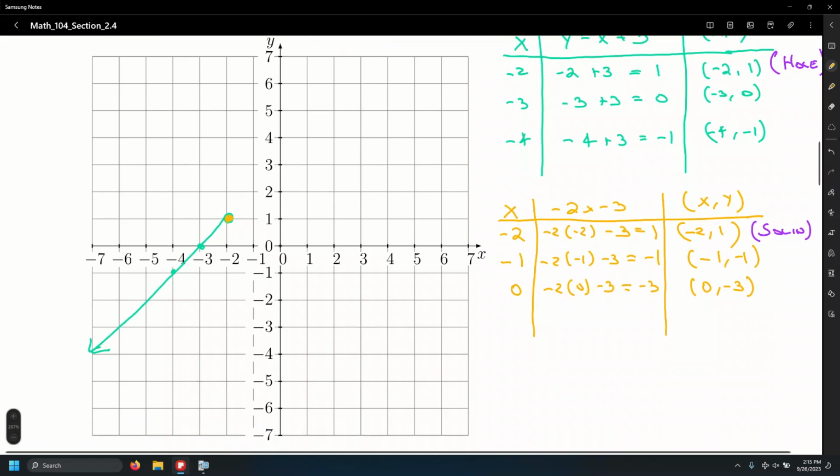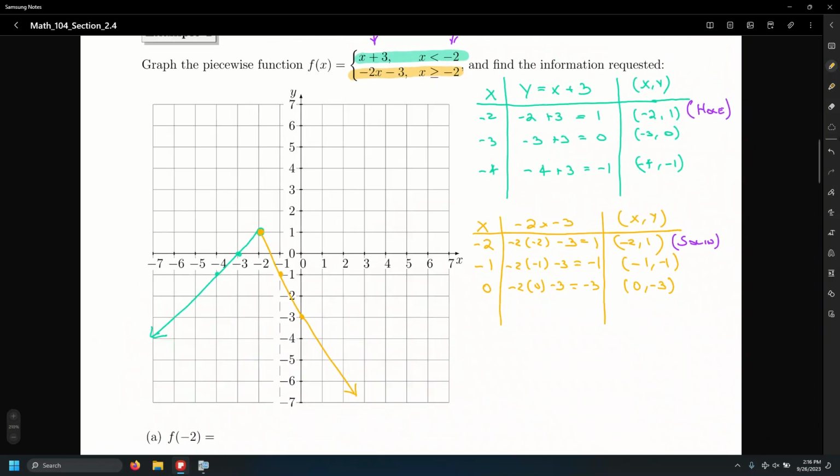And then the next point, that is negative 1, negative 1. And then 0, negative 3. And then just draw a graph going all the way to negative infinity. All right, we don't have to plot infinitely many points. In this case, I'm using two different colors so you can see how we construct the piecewise function, rather how we plot it using one color for each different piece.